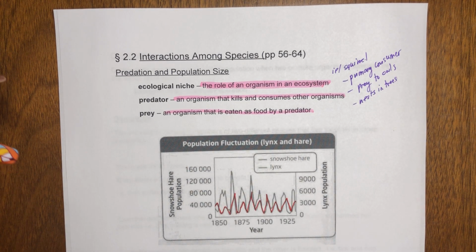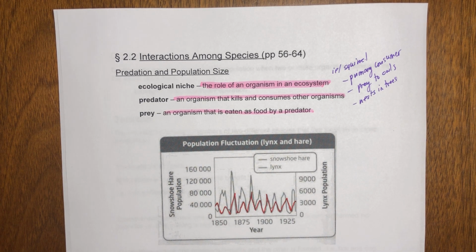So today we're going to look at interactions among species, and we will look at various relationships that we saw in chapter 1. We're going to talk about them again. So one relationship we're going to look at is predation, and how does that affect population size?